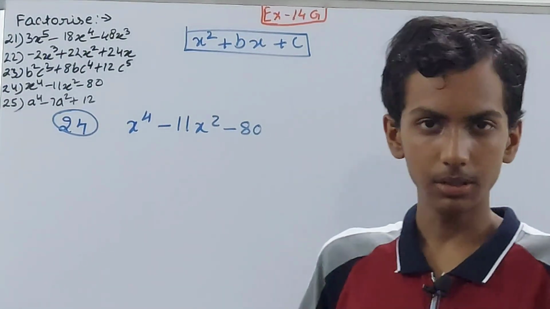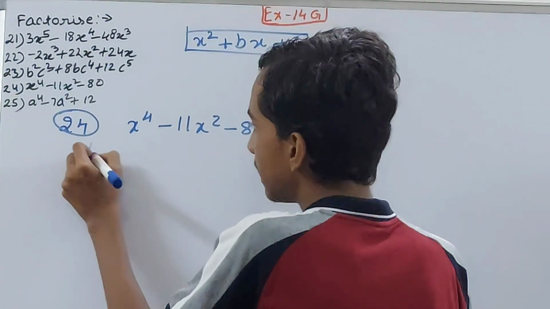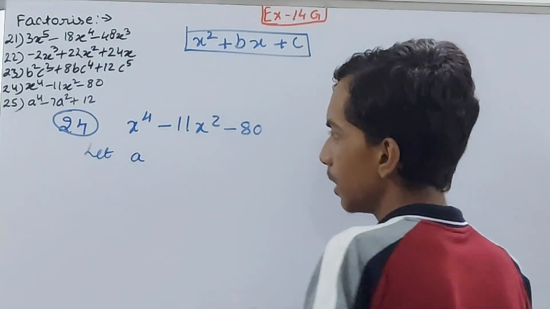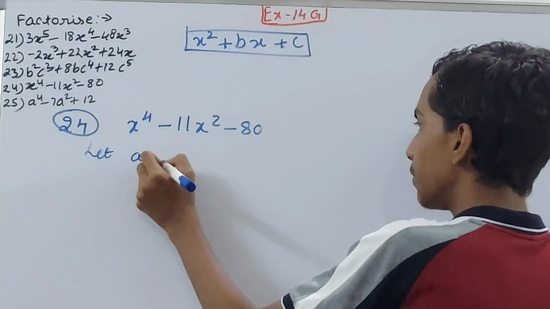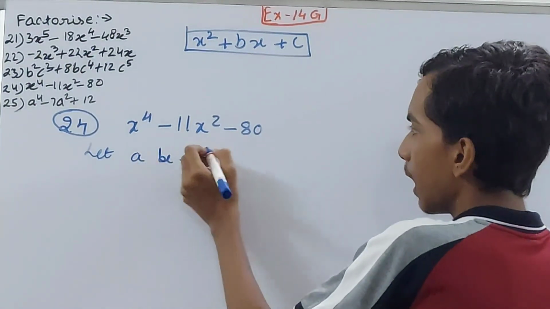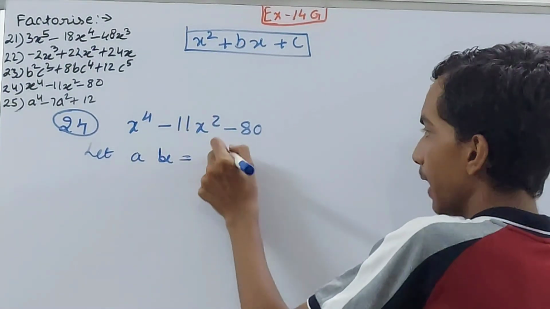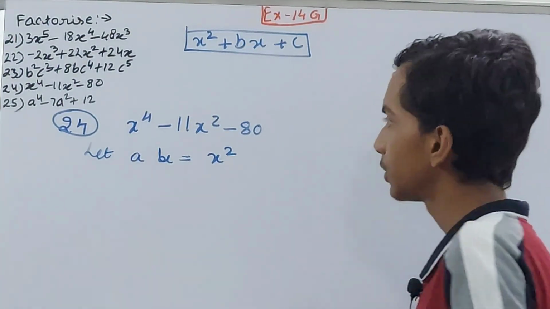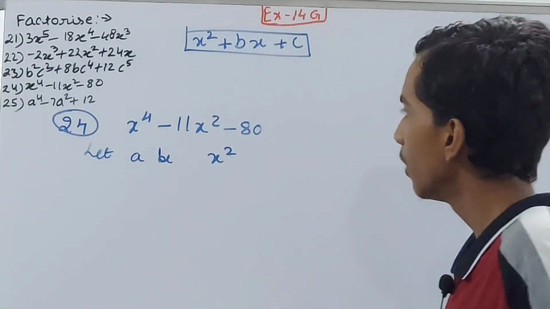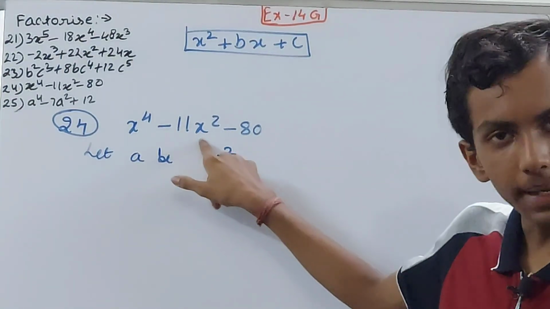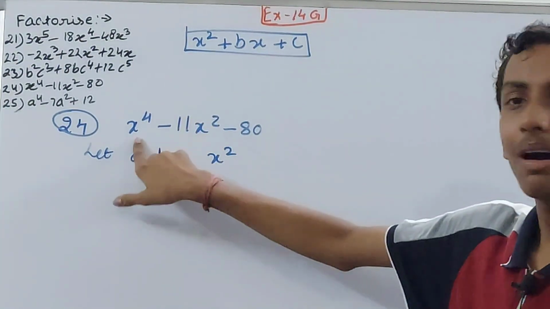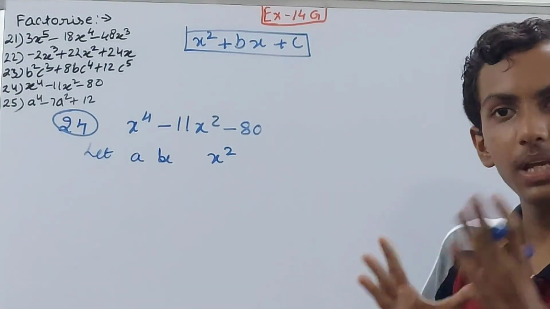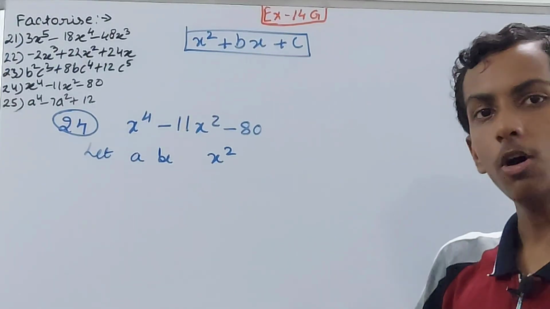We use assumption. You can choose any variable of your choice. I will take a. Let a be equal to x square. Now because we want to replace x square, and x to power 4 is what we want to change, we want to bring x to power 4 somewhere into the power of 2.